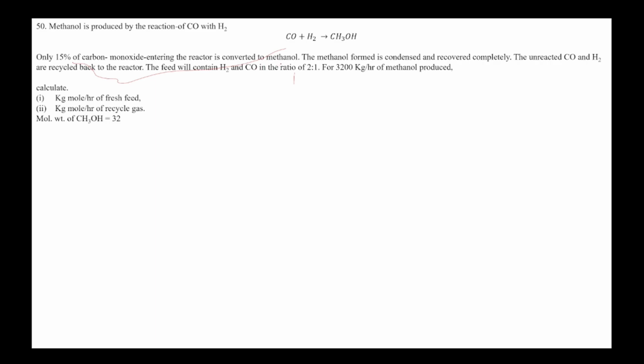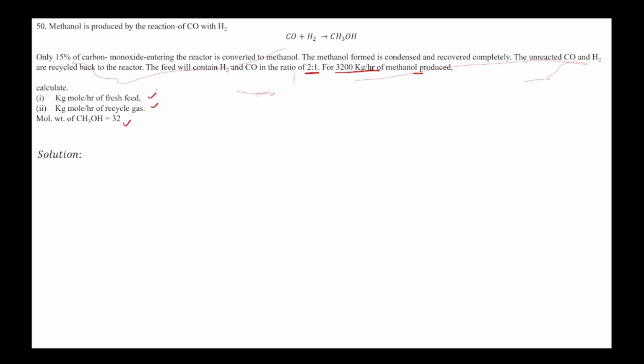Methanol formed is condensed and recovered completely. That means, I'll explain it later. The unreacted CO and H2 are recycled back to the reactor. The feed contains H2 and CO in the ratio of 2:1. 3200 kg per hour of methanol is produced. Calculate the fresh feed and recycled gas, in kilomoles; kmol or kg mole is the same. The molecular weight of methanol is 32.